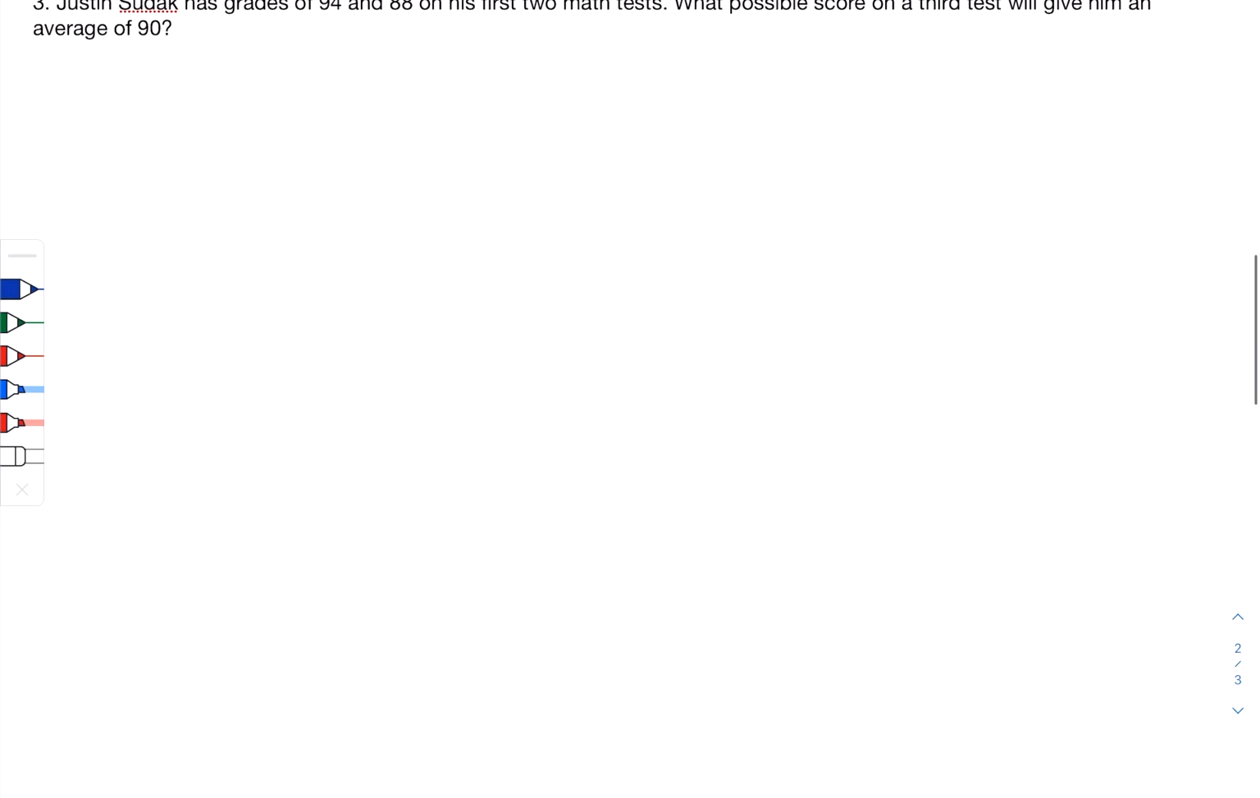This problem: Justin Sudak has grades of 94 and 88 on his first 2 math tests. What possible score on a third test will give him an average of 90? So let's assume that the score on the third test that he gets is x. We're looking for an average here, so all you have to do is add the 3 scores up, 94 plus 88 plus x, divide them by 3, and that is going to give you the average of 90.